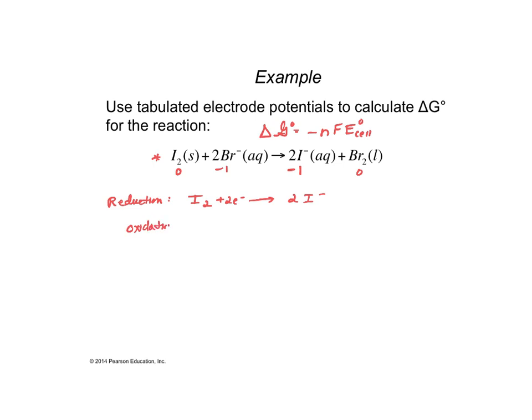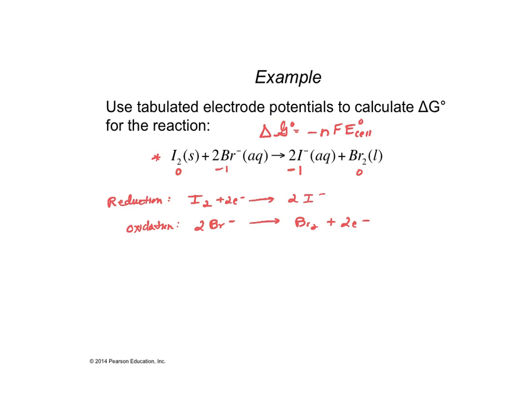Oxidation. So we've got 2 Br minus going to make a Br2. And again, same type of concept. Each Br is losing an electron. There are 2 Brs overall, so we're losing 2 electrons.